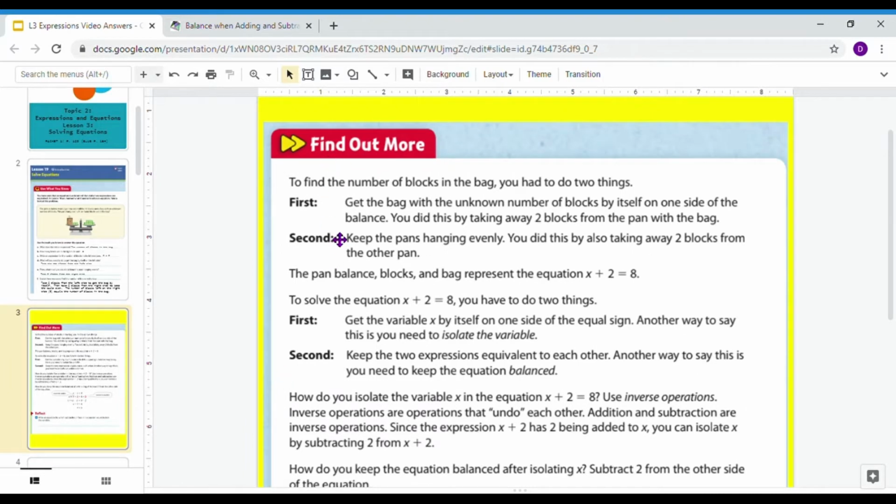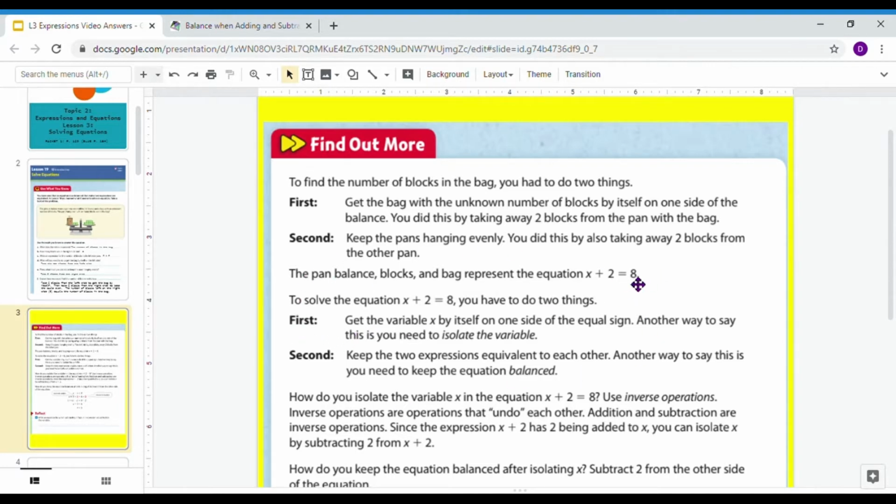It says to find the number of blocks in the bag, you had to do 2 things. You had to get the bag with the unknown number of blocks by itself on one side of the balance. You did this by taking away 2 blocks from the pan with the bag. Then your second step was to keep the pans hanging evenly. You did this by also taking away 2 blocks from the other pan. The pan balance, blocks, and bag represent this same equation, x plus 2 equals 8.